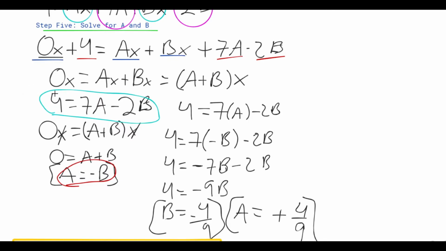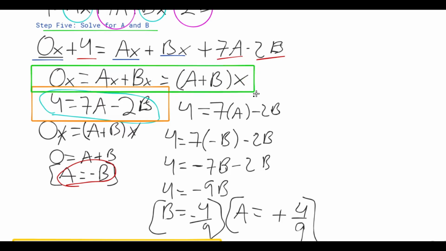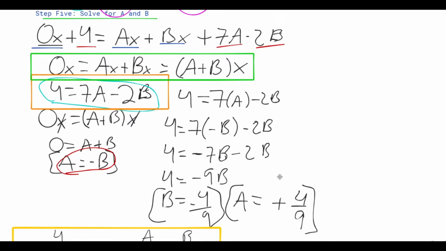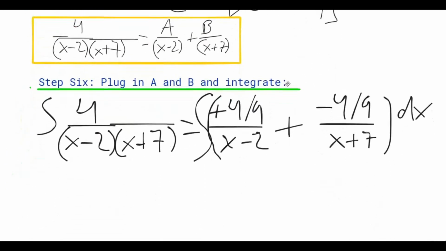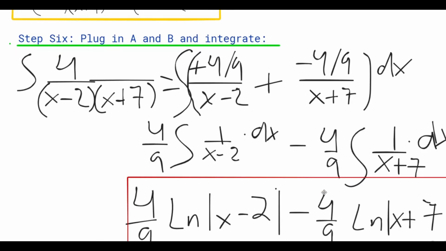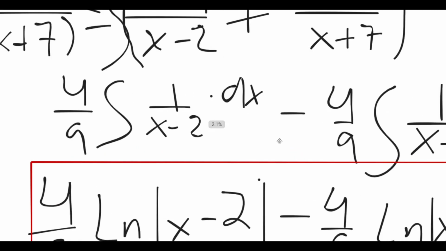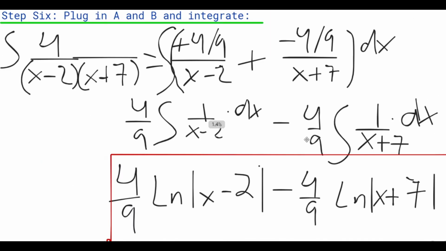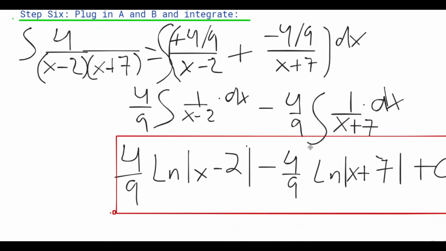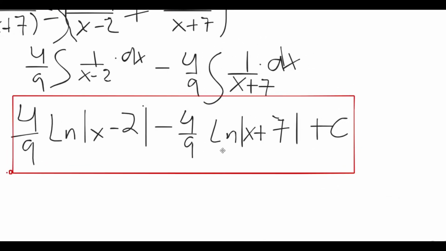We have, and I'll go ahead and draw a rectangle around them. So we have this one right here, and then we have this one right here. So you need to use those 2 to solve for a and b. Once we solve for a and b, we plug a and b back into the formula, and then we integrated. And then we ended up getting a final answer of 4/9 natural log of x minus 2 minus 4/9 natural log of x plus 7 plus c.